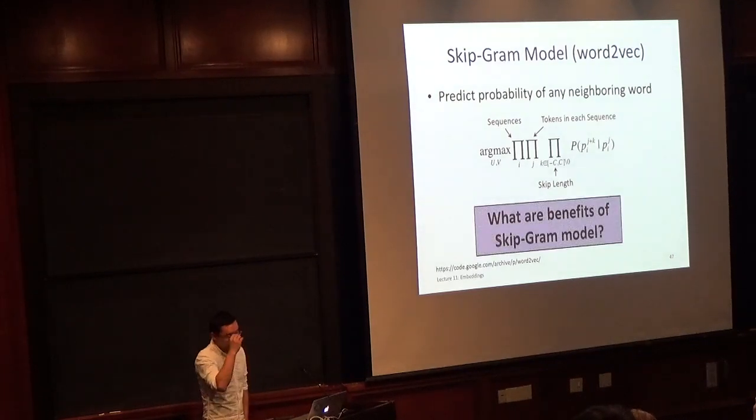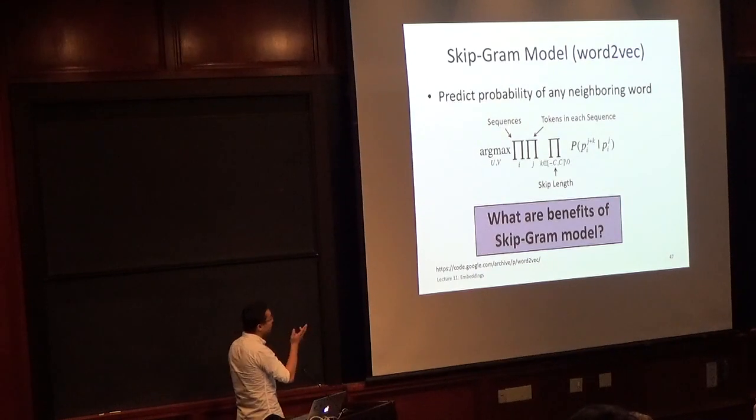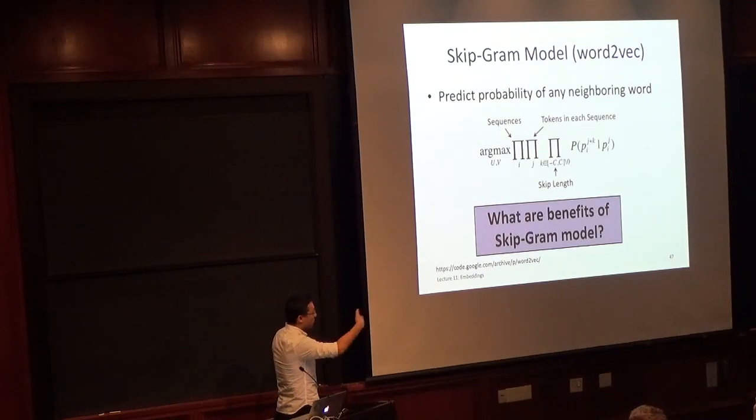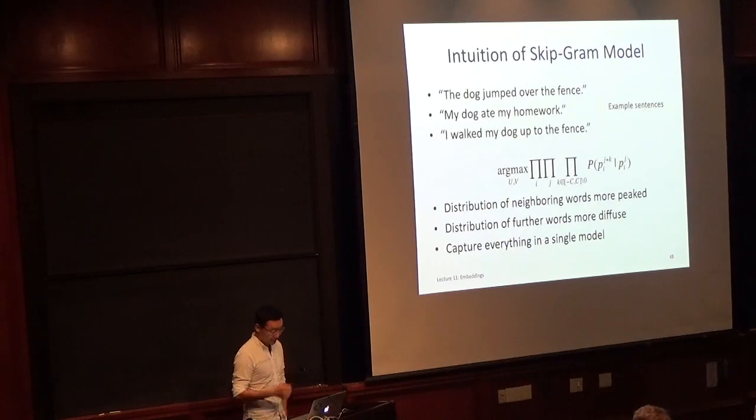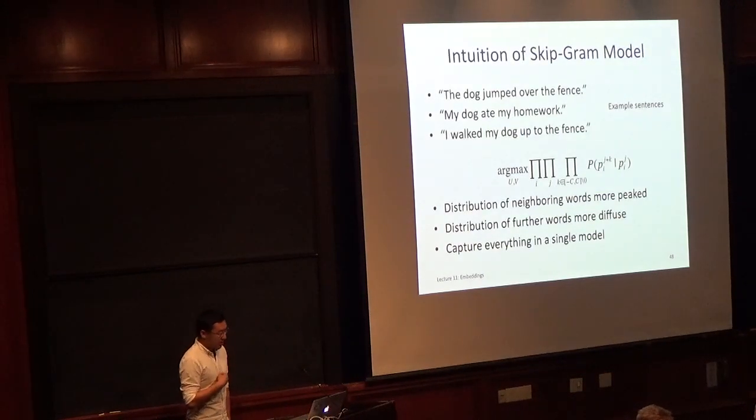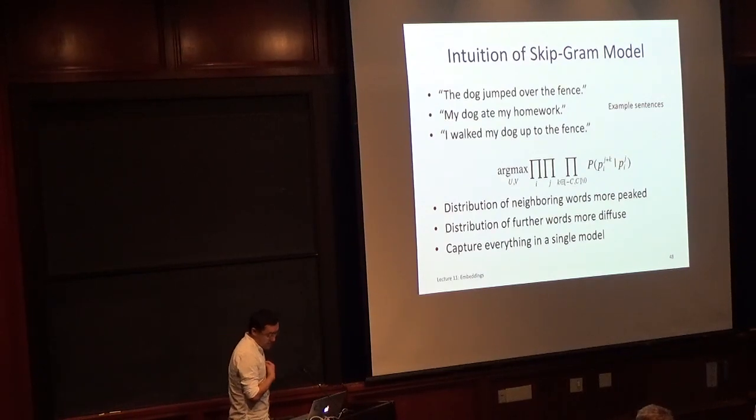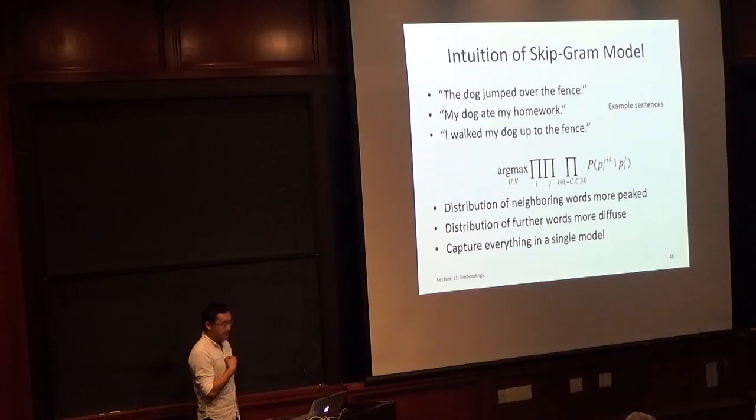So what are some benefits of the skip-gram model? Surely the people who invented word2vec considered the standard, one step look ahead kind of probabilistic model. Why might they have chosen the skip-gram model instead? It was a deliberate choice on their part. So here's some intuition about why you might want to choose a skip-gram model. Let's say we consider these 3 sentences. The dog jumped over the fence. My dog ate my homework. Horrible sentence. And I walked my dog up to the fence.